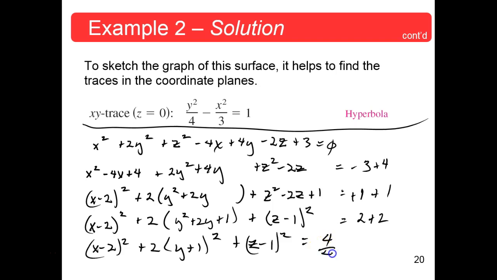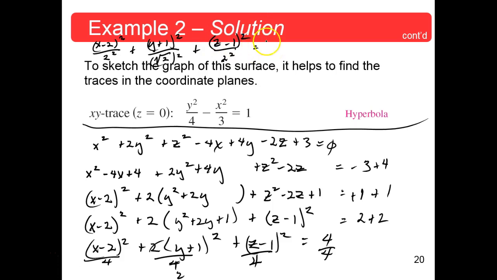Now let's divide everything by 4. Now I'm going to come up to the top and rewrite what we've got there. X minus 2 squared over 2 squared. I'm going to write it that way. Plus, here 2 will go into 4 twice. Y plus 1 squared over root 2 squared. Now I'm doing this for a reason. Plus z minus 1 over 2 squared. Z minus 1 squared over 2 squared is equal to 1.